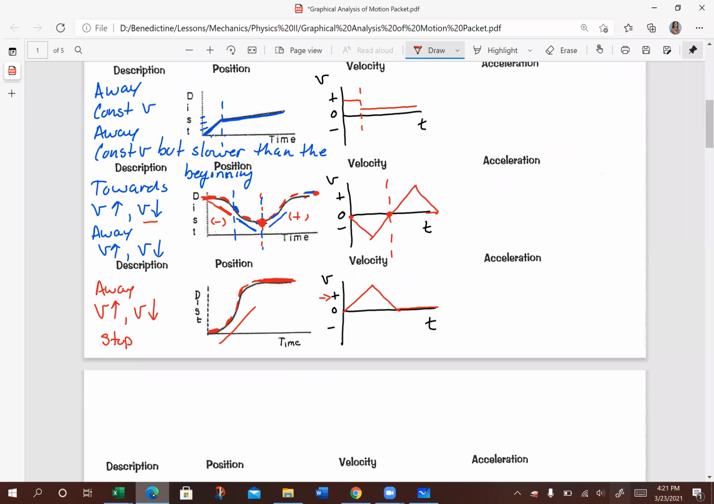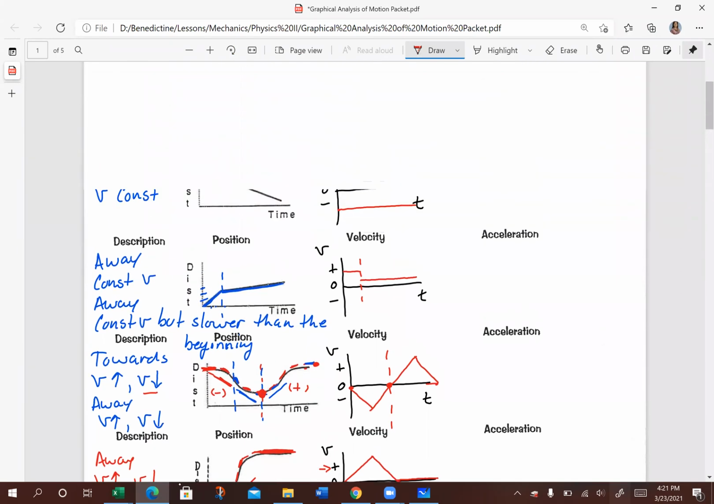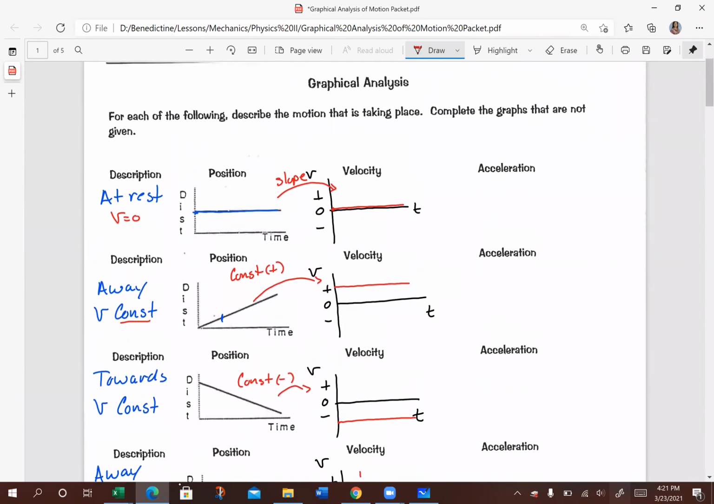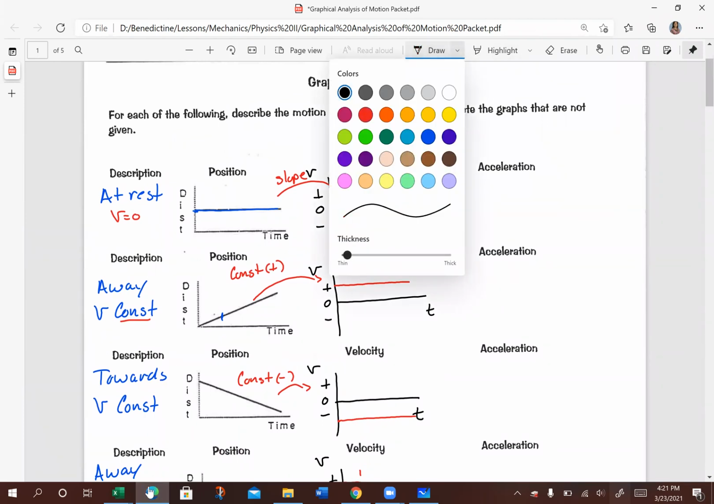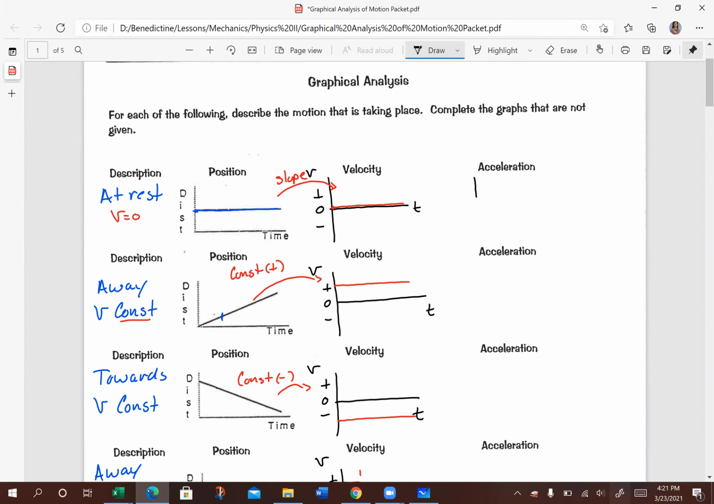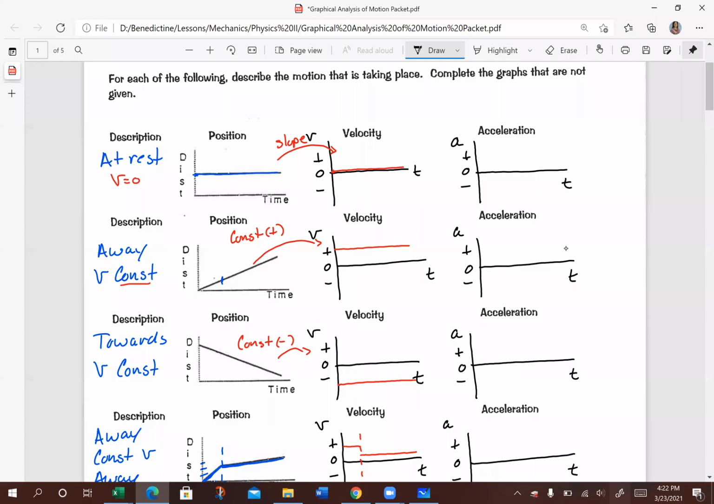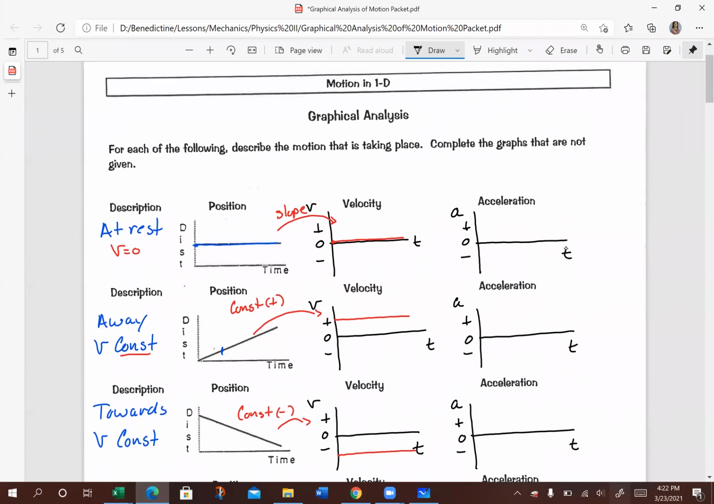So as we take a look at this chart, and we want to do our acceleration, we want to think in terms of slope again. So now I'm going to go back and make my acceleration graphs, just like this. Acceleration can also be positive, 0, negative. So fill all of those in. Okay, so I filled in all my acceleration.